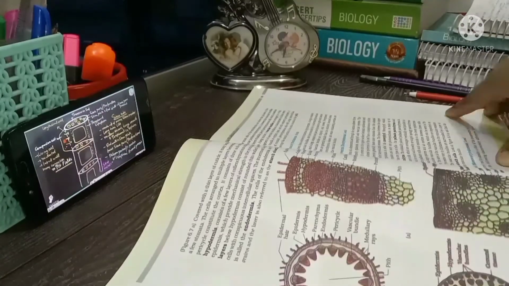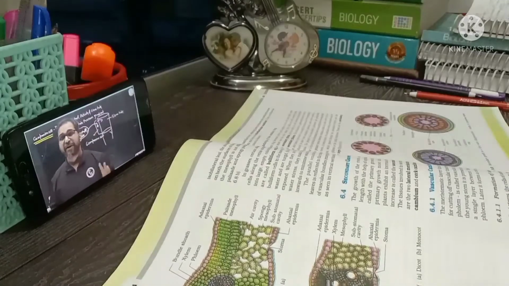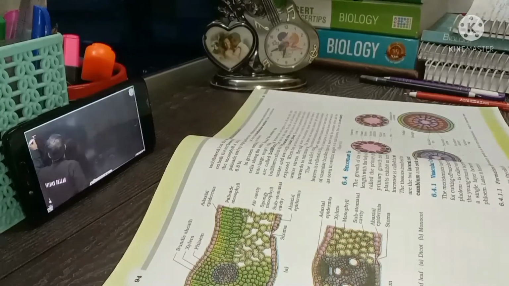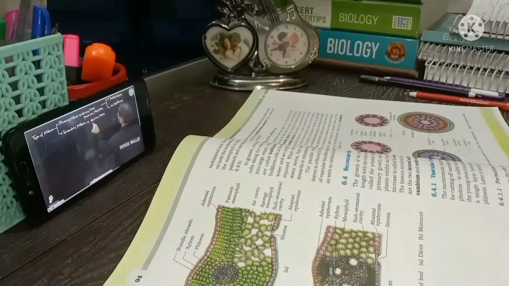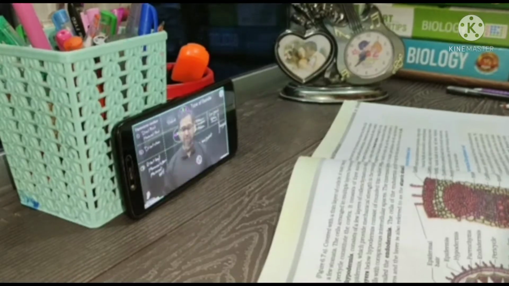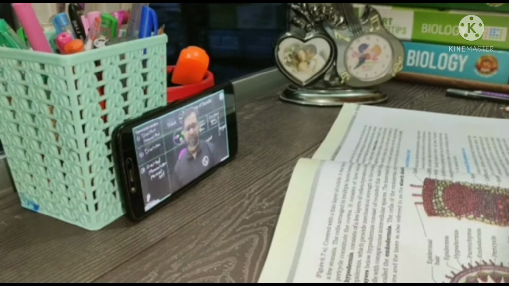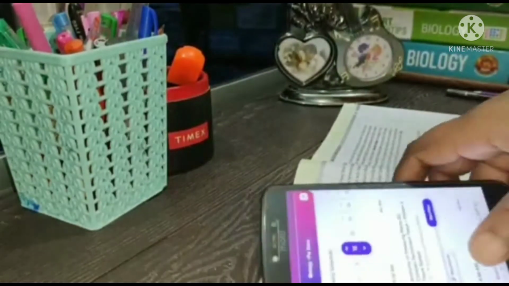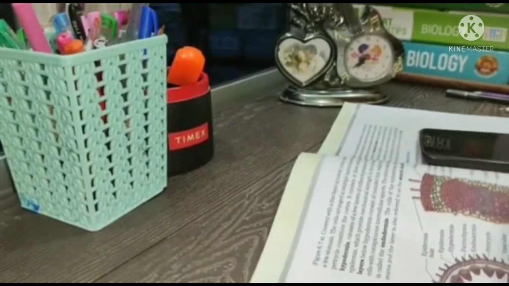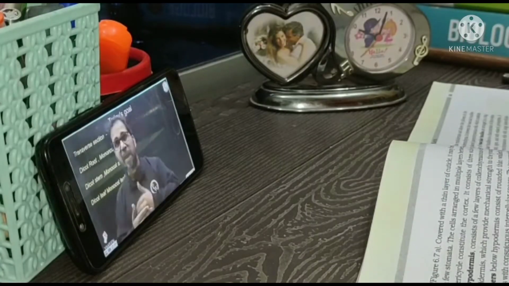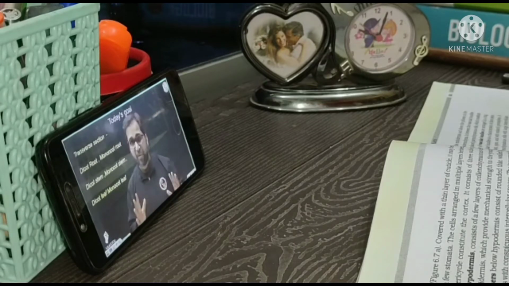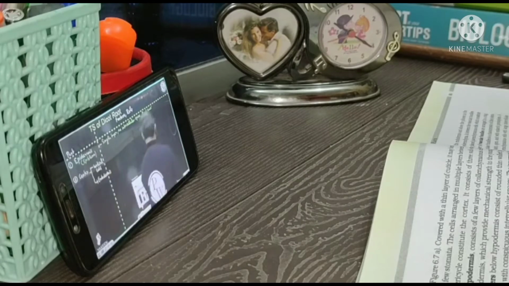This is the third lecture of plant anatomy, which I have started from 6:15 p.m. After completing this lecture, I helped my mother in the kitchen, and then after that I had my dinner and then I started attending lectures again.